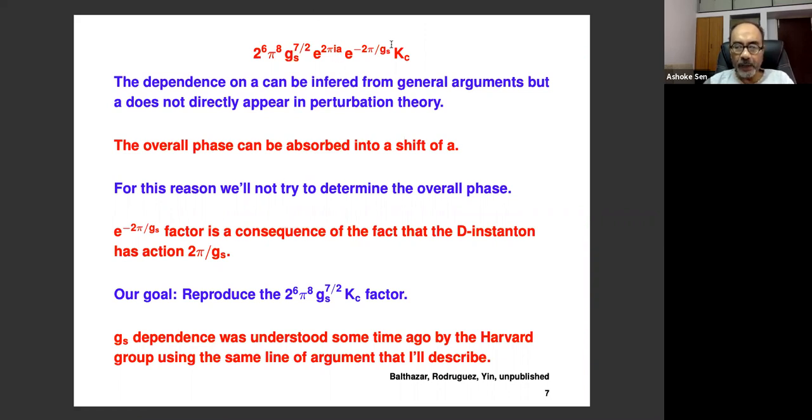This e to the minus 2 pi by gs is simply a reflection of the fact that the D-instanton action is 2 pi by gs. Okay, so that's always there. And so the goal is to reproduce the rest, this factor.